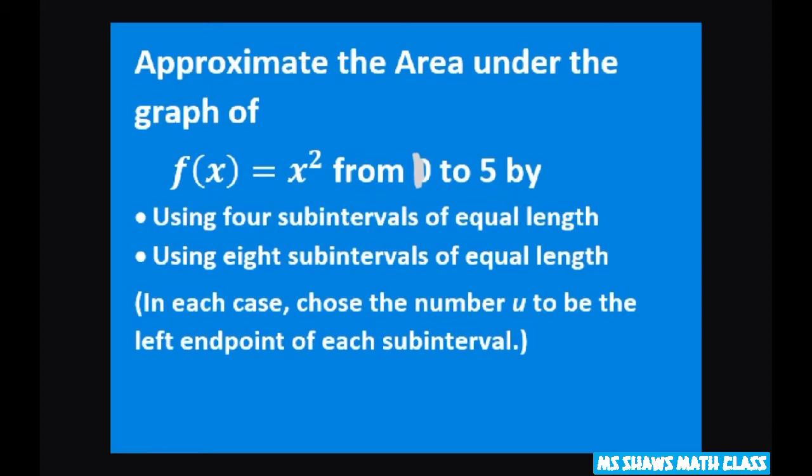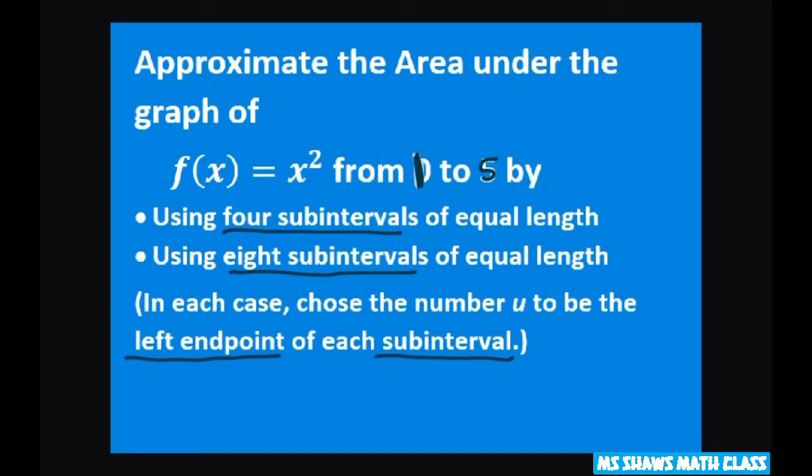We're going to approximate the area under the graph of f of x equals x squared from 1 to 5. I actually had a 0 there, so it's 1 to 5, by using 4 subintervals of equal length and also using 8 subintervals of equal length. And we're going to use the left endpoint of each subinterval.